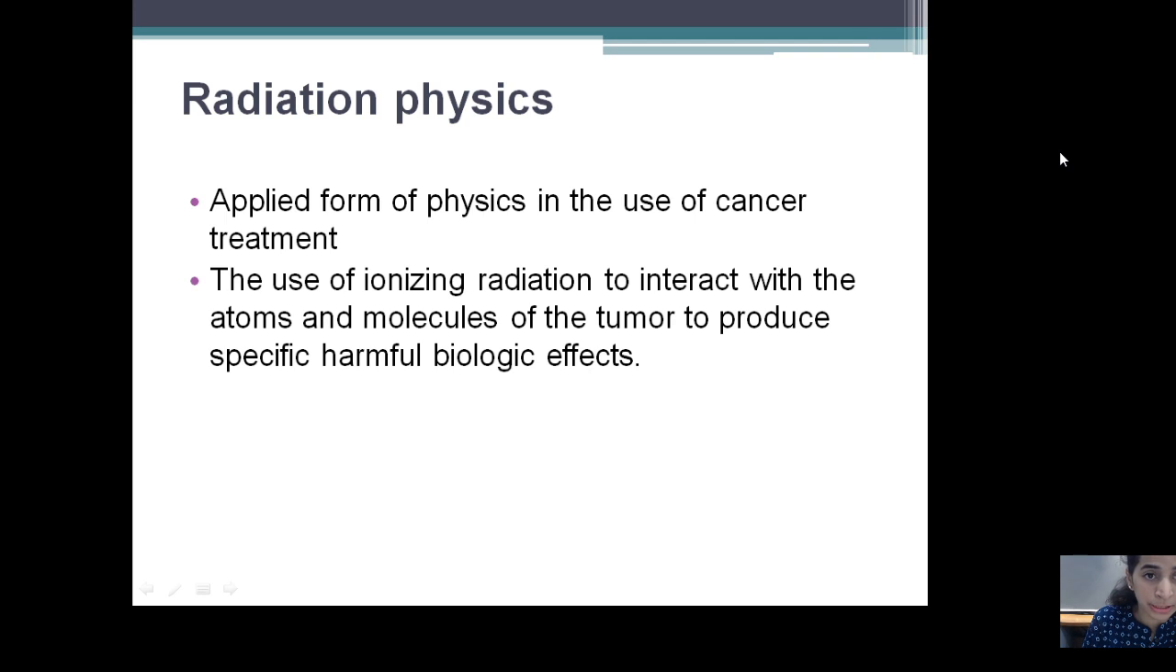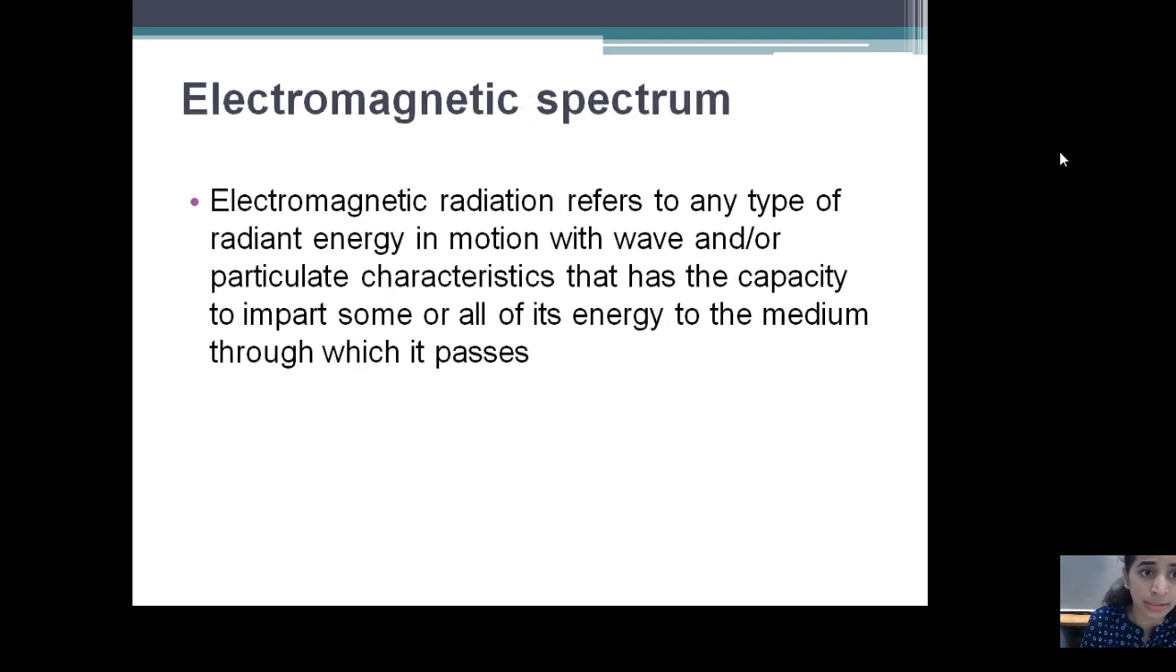So coming to radiation physics, radiation therapy is actually an applied form of physics in the use of cancer treatment. It uses ionizing radiation to interact with the atoms and molecules of the tumor to produce specific harmful biological effects. Electromagnetic spectrum. So we have an electromagnetic spectrum, which is any type of radiant energy in motion, wave or particulate in characteristics, that has the capacity to impart some or all of its energy to the medium through which it passes.